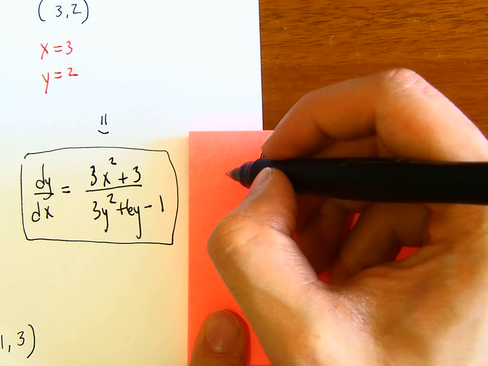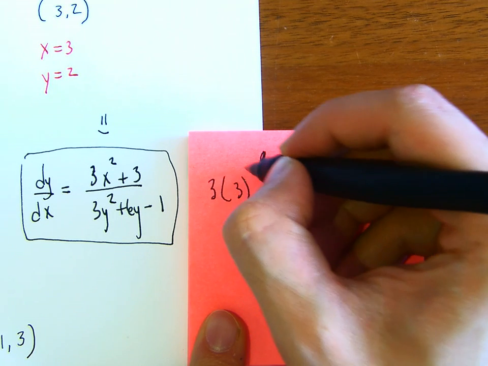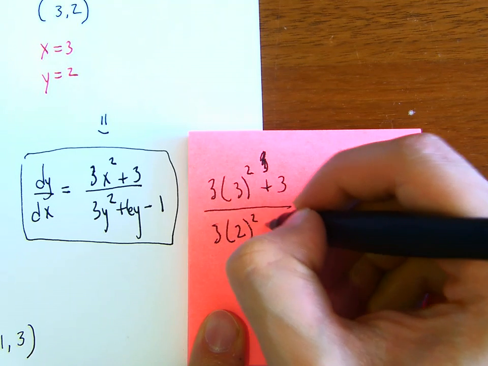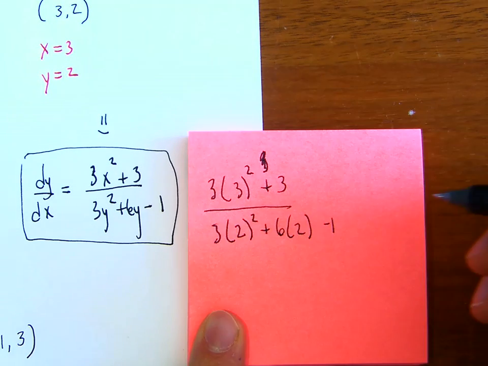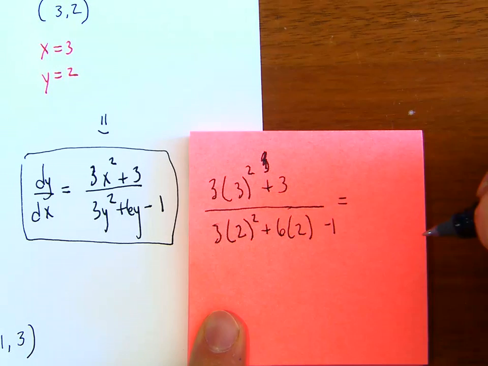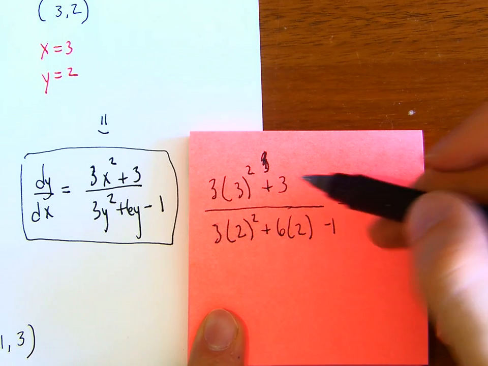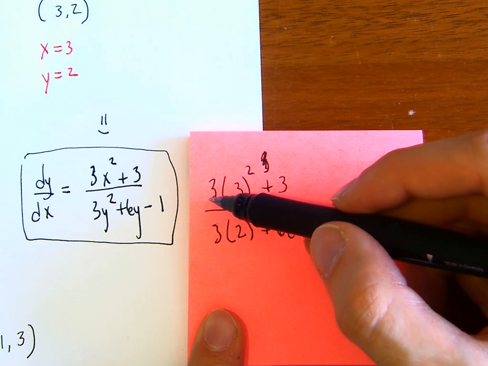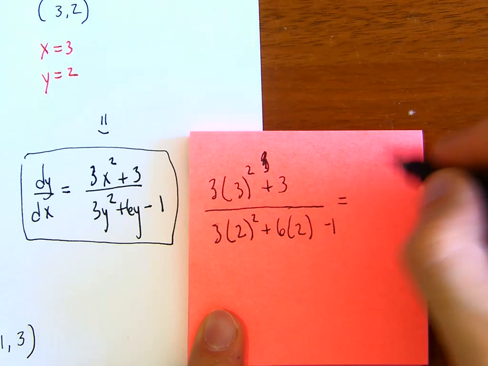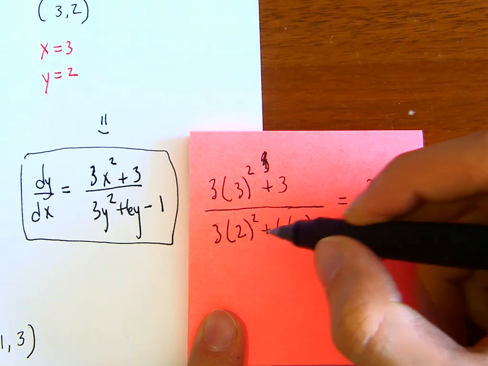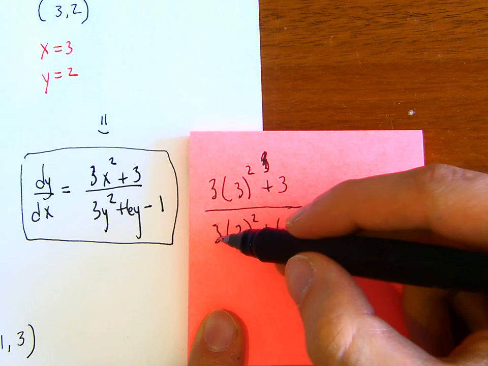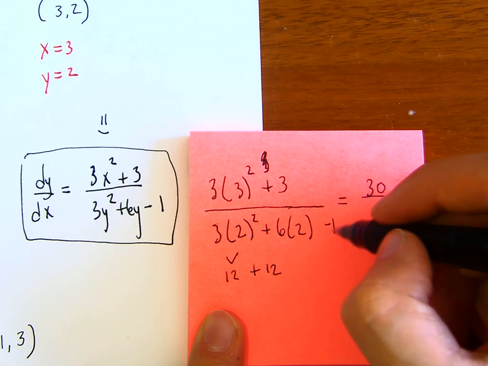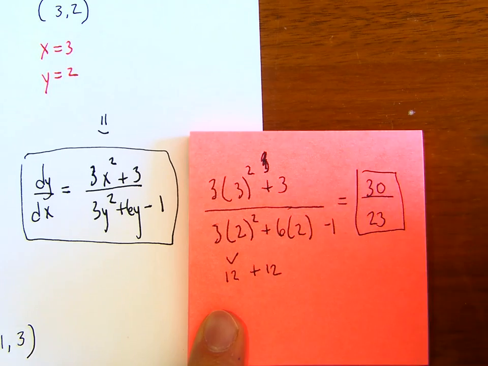So then here, it'll be 3 times 3 squared plus 3 over 3 times 2 squared plus 6 times 2 minus 1. So try and do this in your head. Right? Pause the video. Try and do it in your head. This is what? 3 squared is 9. 9 times 3, 27. 27 plus 3 is 30. This is 4. 4 times 3, 12. Plus 12 is 24. Minus 1 is 23. So you just have 30 over 23.